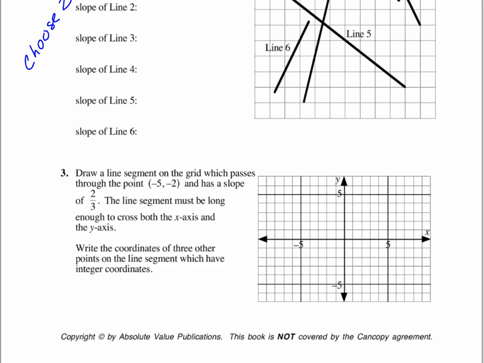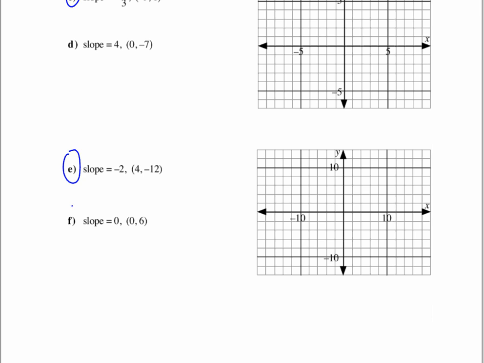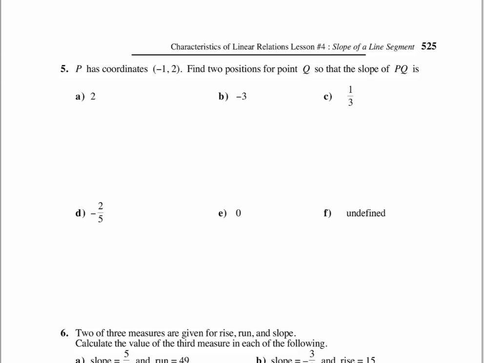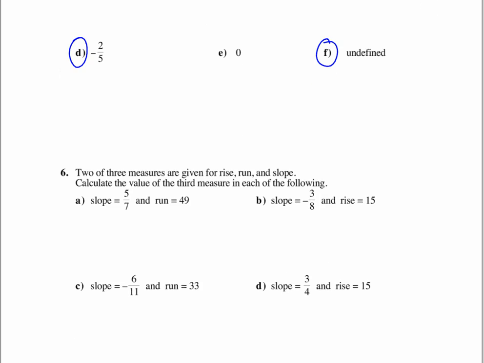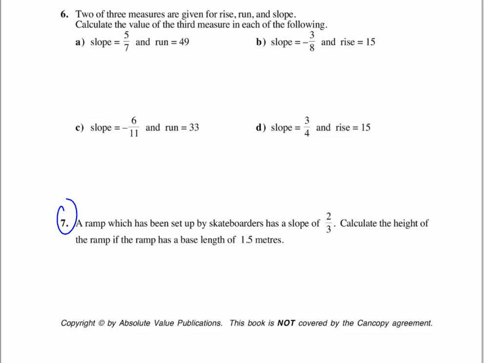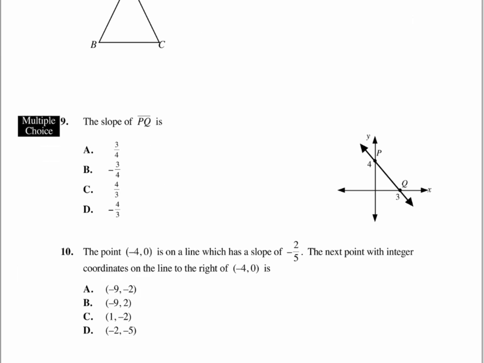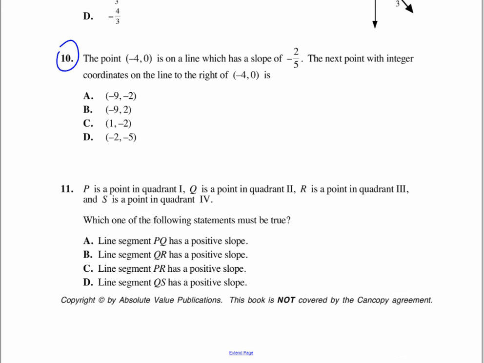Number 3, if you turn the page, 4, A, C, E, and F. Number 5, A, C, D, and F. Number 7. Number 8 is an AP question, so it's optional for those who are not AP. And then 9 to 11, so 9, 10, and 11.